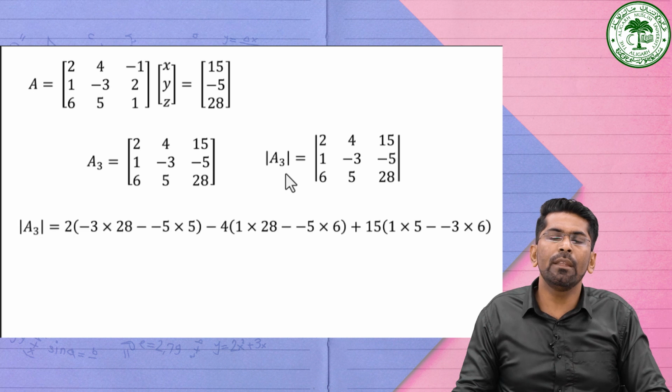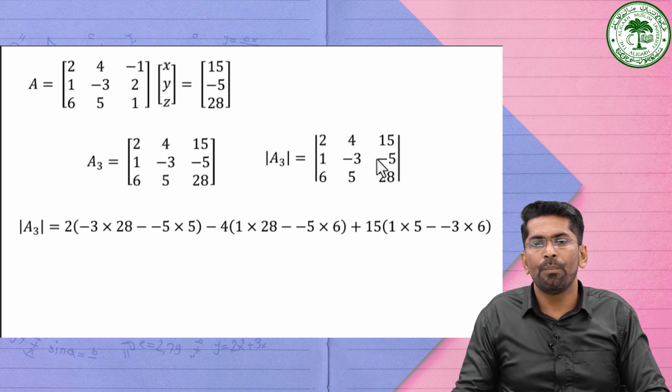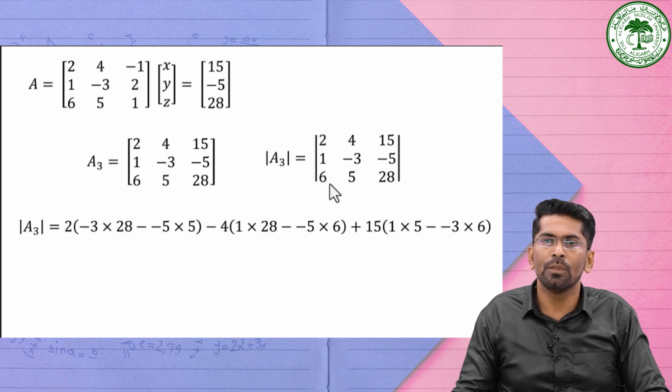Then if you go for finding the determinant value, then it is equal to 2 into, then minus 3 into 28, minus 5 into 5. Then minus 4 into 1 into 28, minus 5 into 6. Plus 15 into, then we have 1 into 5, minus 3 into 6.